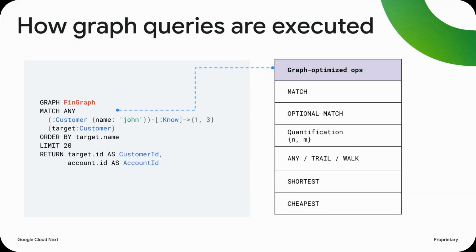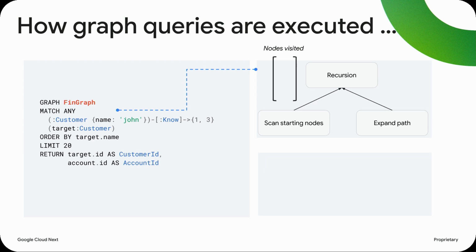But how are these queries executed? We all know graph queries are very performance sensitive. For that reason, we optimize these operators quite a bit. For example, match, optional match, quantifications, path modes like any, trail, and walk, and path finding algorithms like shortest path and cheapest path. We adopt multiple optimizations, for example, vectorized processing and factorized processing, to process your edges in bulk or in a very compressed form. There's a lot of optimization that went into this. I will give you a quick example.